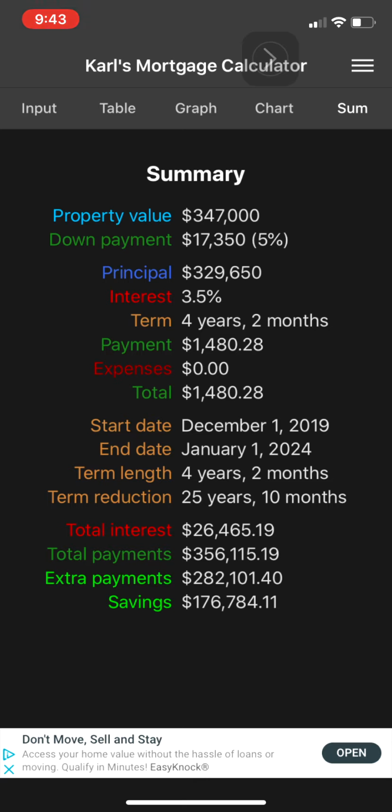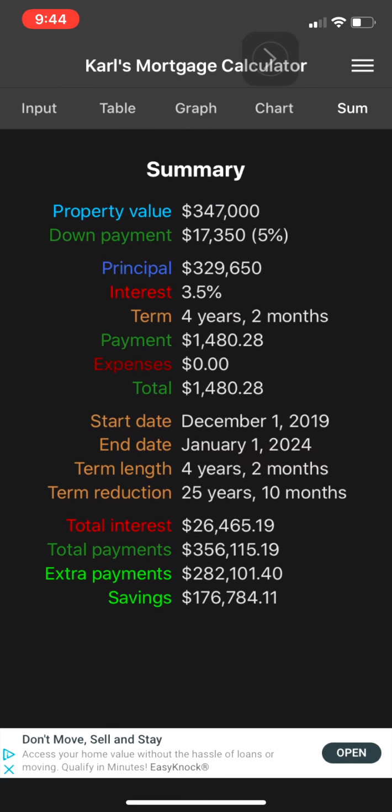My little girl will be 5 years old. Can you imagine having a paid off house by the time my little girl is 5 years old? That frees up so much money. I have so much money in equity. Over 400,000 in equity, I'm gonna have.